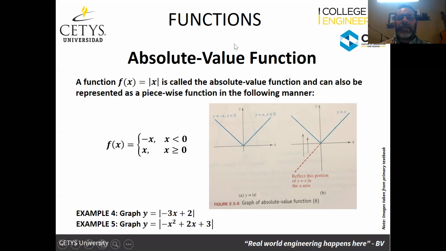Or another way of saying this is, remember how we did the shifts, and then the reflections, and then the compressions and stretches. I always asked you to look at the original or base function. If I have f of x equals the absolute value of x, then the original or base function is f of x. What is the graph of f of x? It's a straight line, right?